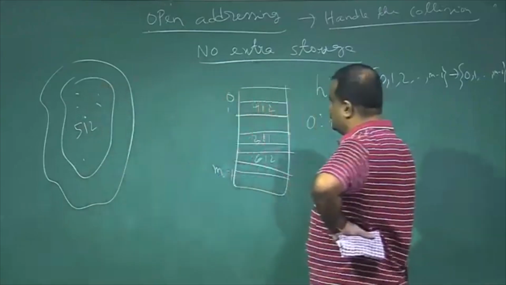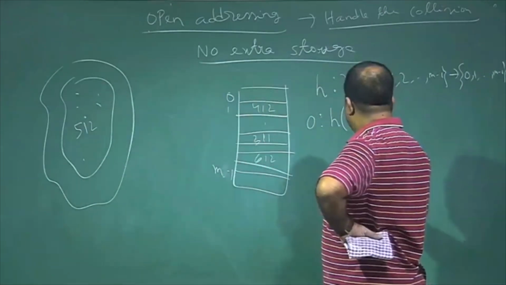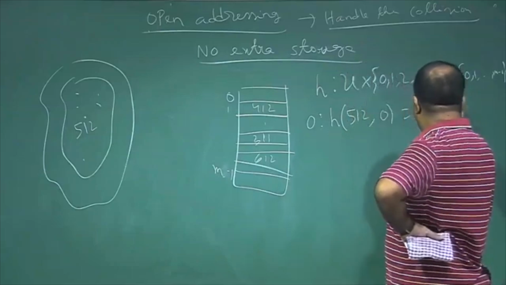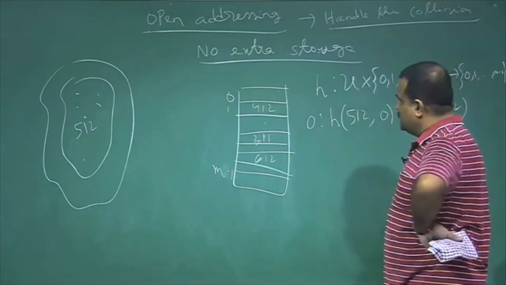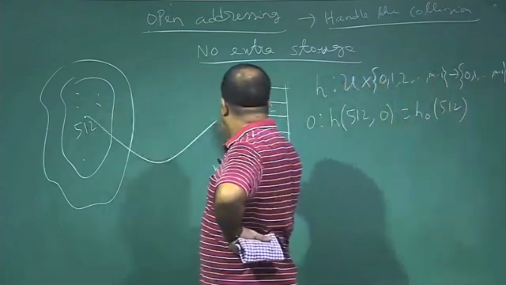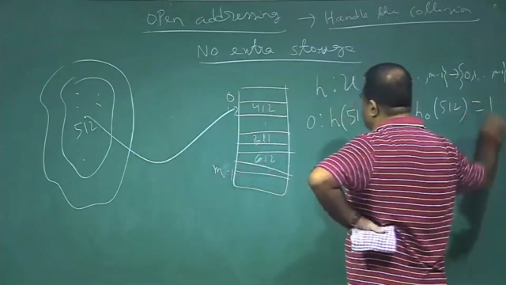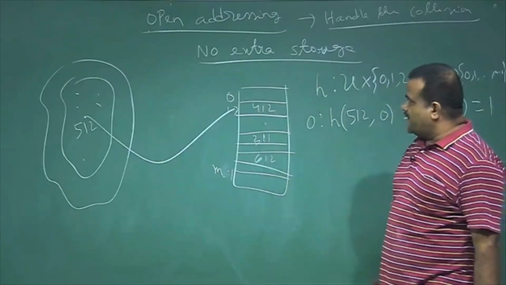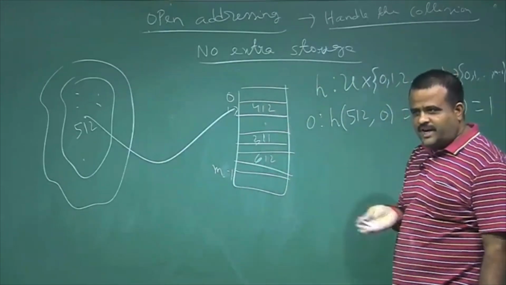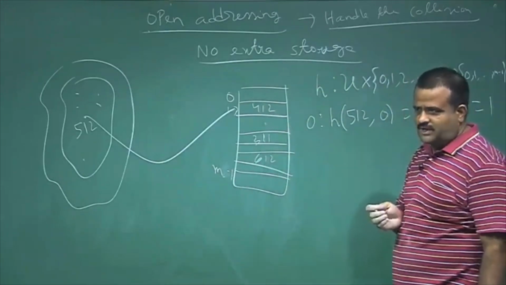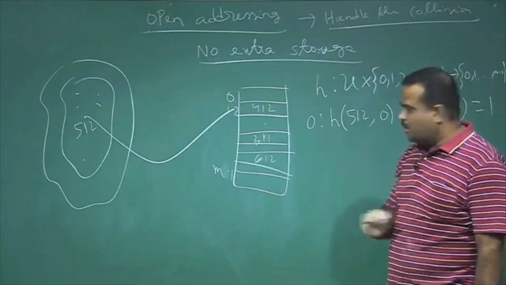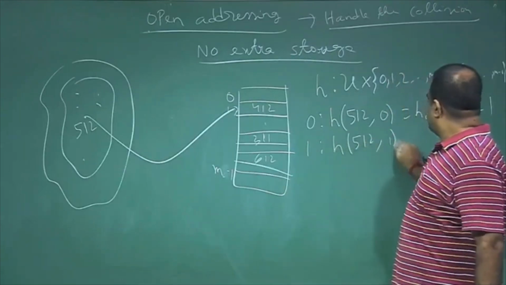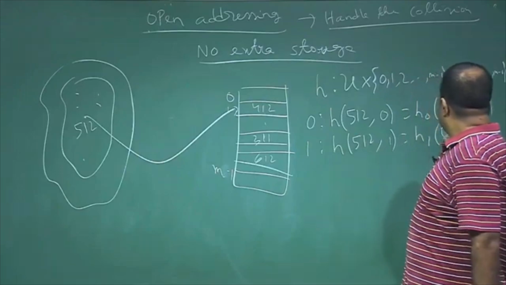Now we try the first probe, which is H0 of 512. We have many hash functions. Suppose it hits slot 1. This is not empty, it is occupied, so we cannot put it there. Then we have to go for the next hash function, that is the next probe, H1 of 512.